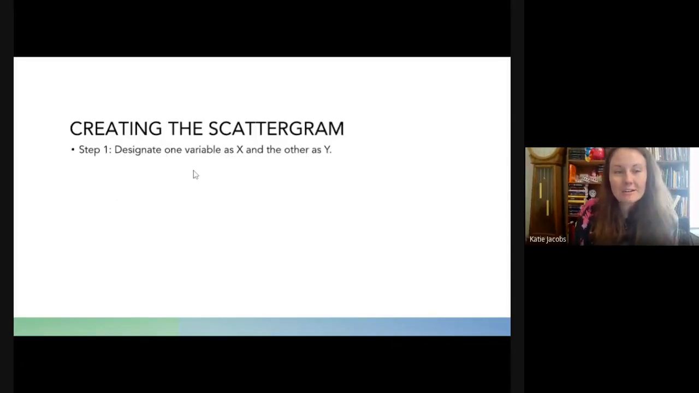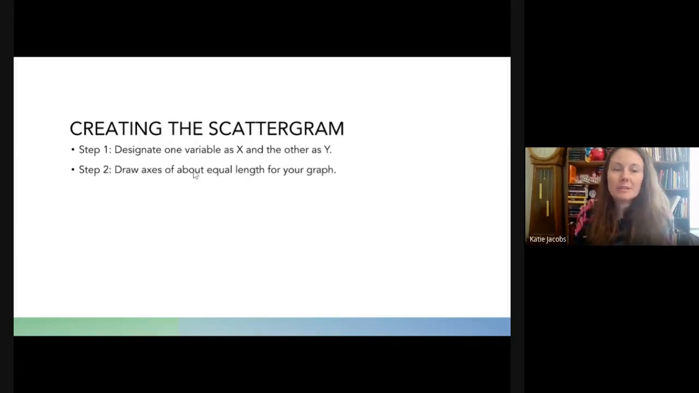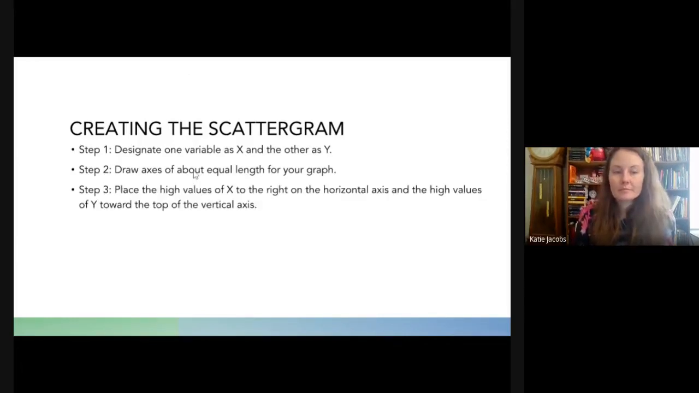Okay, so creating your scattergram. First step is you're going to designate one variable as X and the other as Y. Step 2, you're going to draw the axes about equal length for your graph. Step 3, you're going to place the high values of X to the right on the horizontal of the axis and the high values of Y toward the top of the vertical axis.